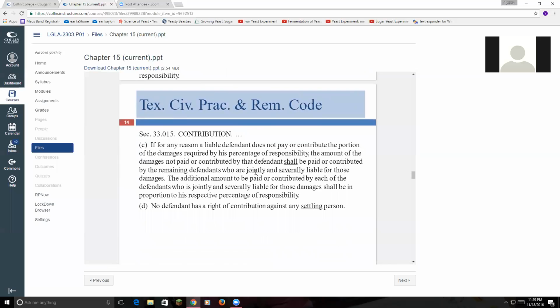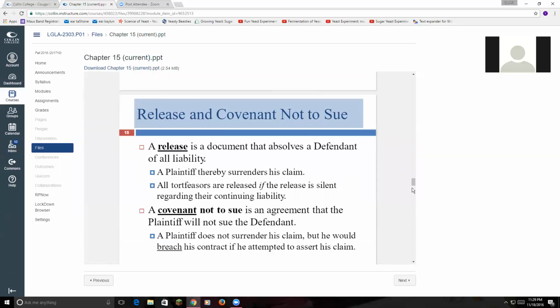And here are a couple of blanks on the contribution slide. If for any reason a liable defendant does not pay or contribute the portion of the damages required by his percentage of responsibility, the amount of damages not paid or contributed by that defendant shall be paid or contributed by the remaining defendants who are jointly and severally liable for those damages. The additional amount to be paid or contributed by each of the defendants who are jointly and severally liable for the damages shall be in proportion to his or her relative percentage of responsibility. That's basically what I just said. And again, repeating, no defendant has a right of contribution against any settling person. So if David settles, he's off the hook for contribution.